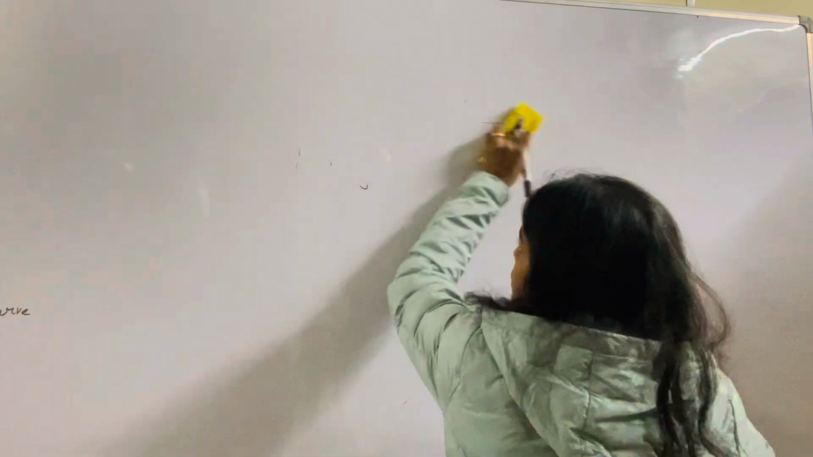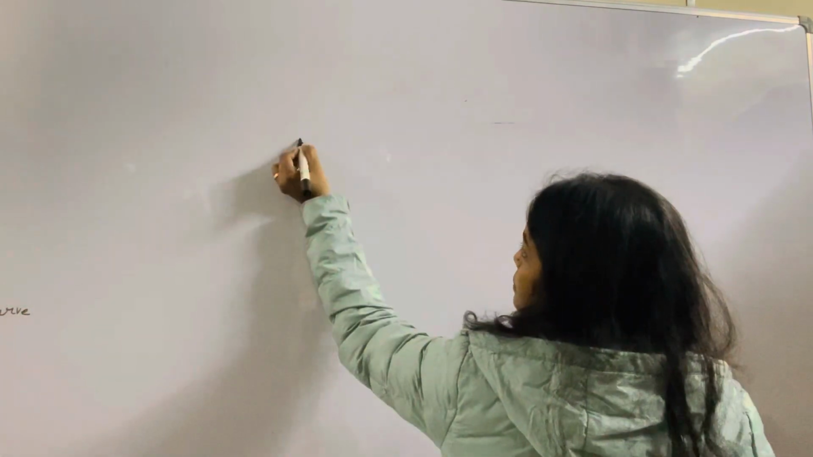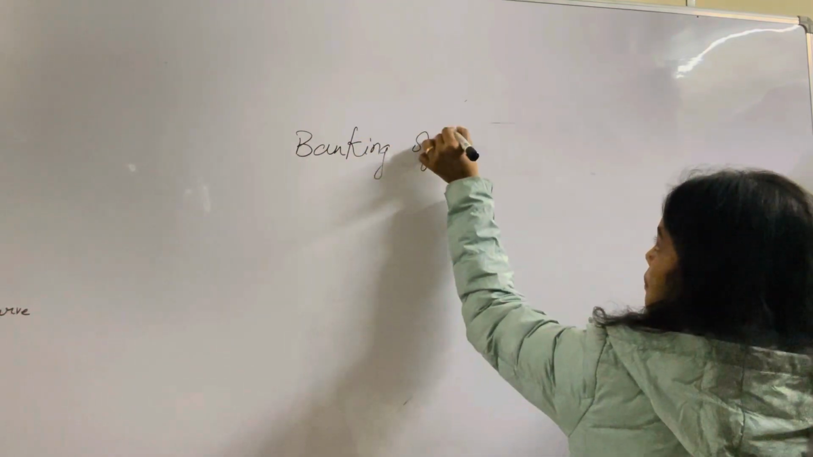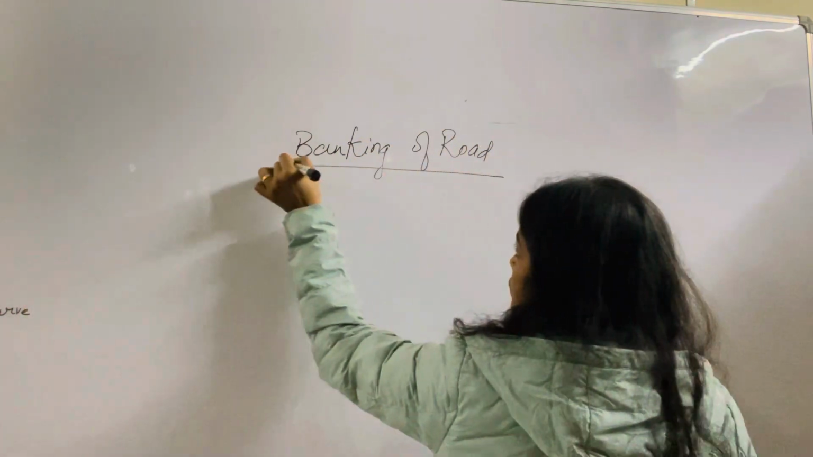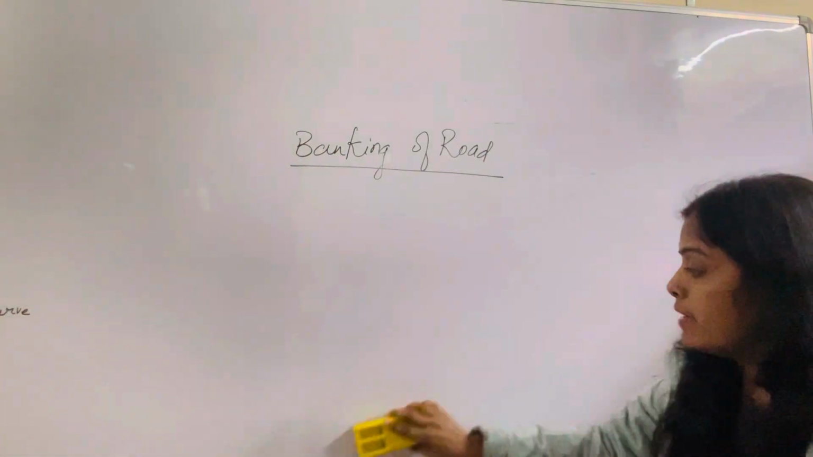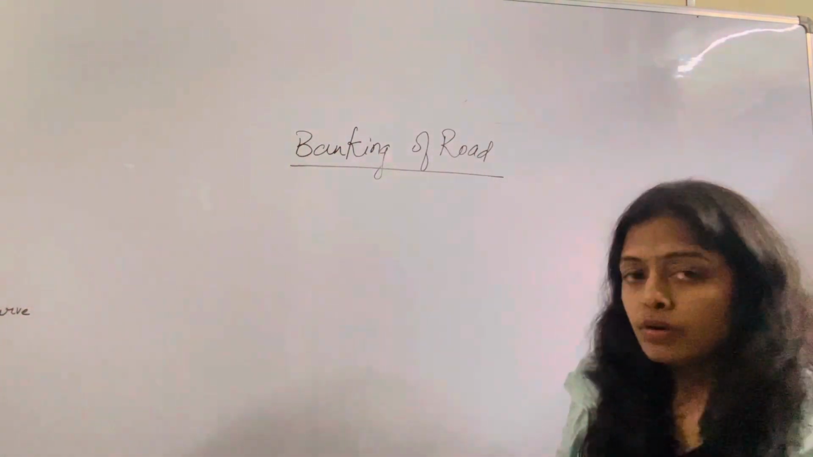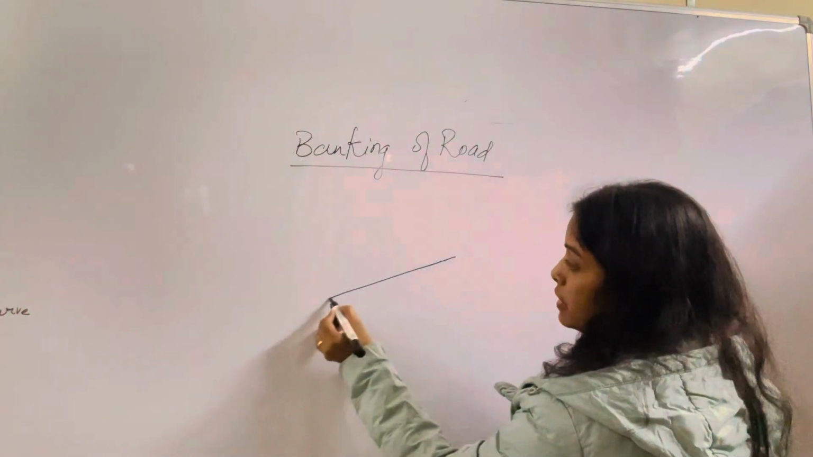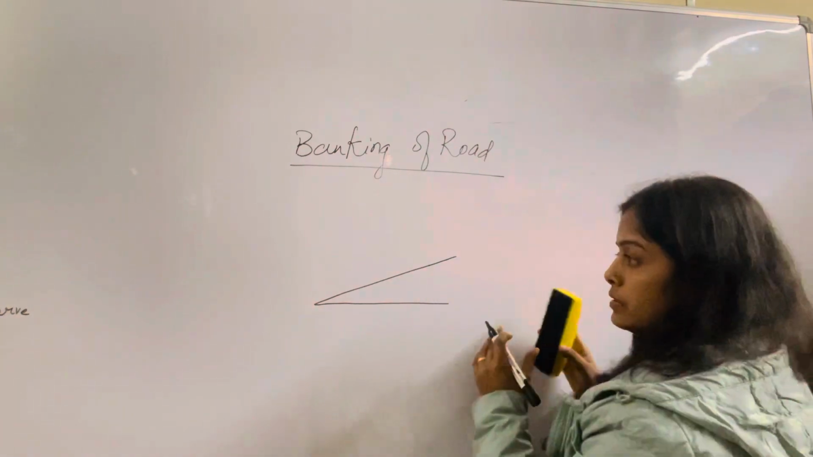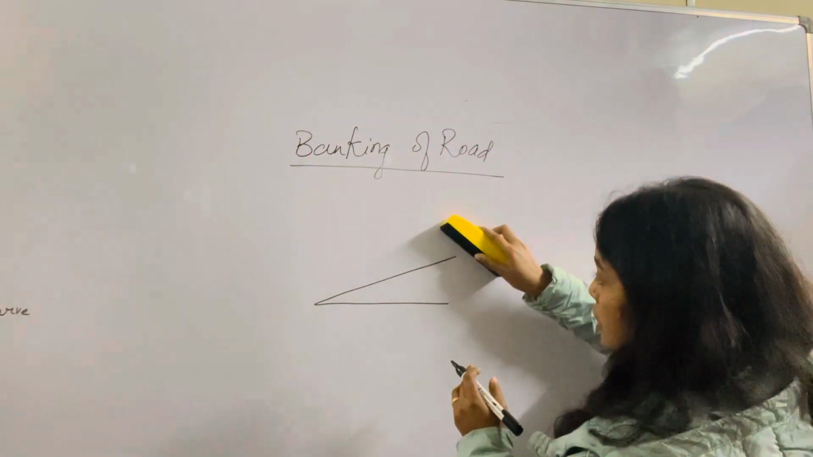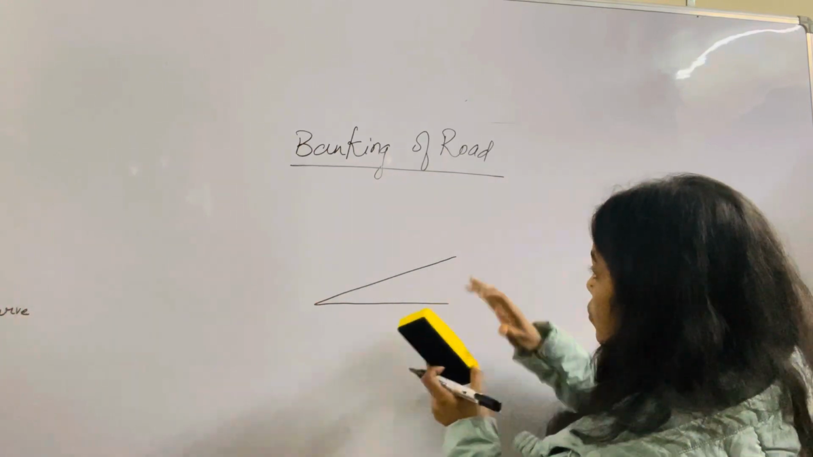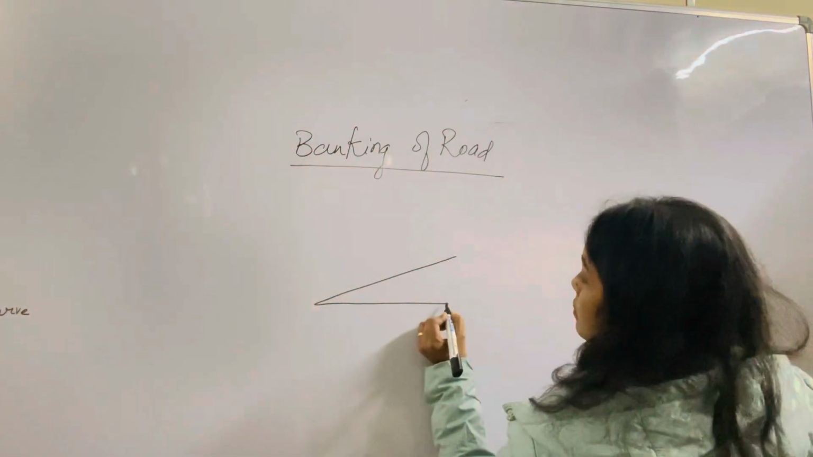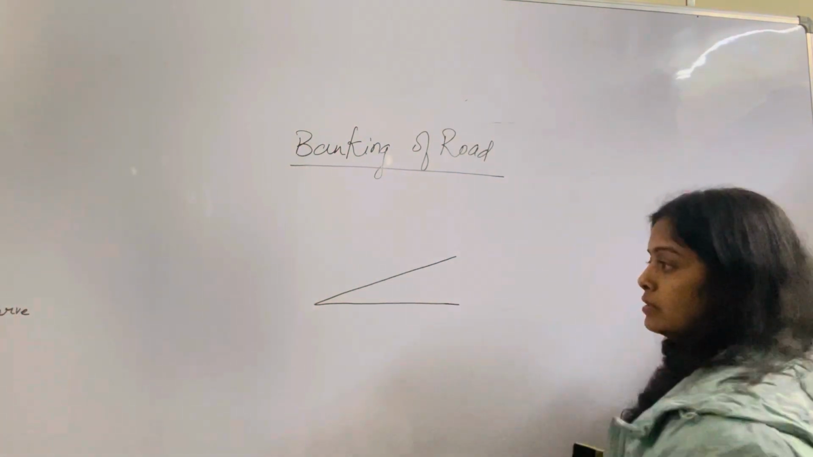So the next topic is banking of road. What happens in banking of a road? There is a leveling up of the road at the curve point. That means at the curve position the outer edge of the road is raised. Suppose this is the road, it will be up in that direction, to avoid accidents.